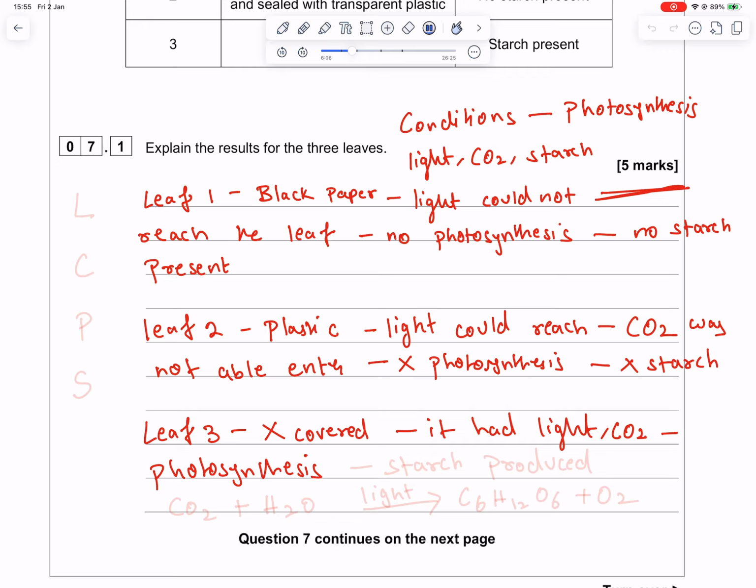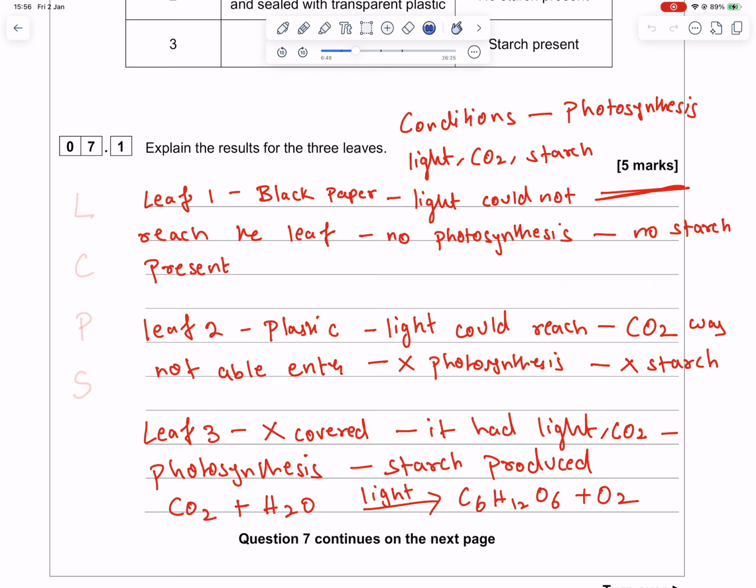Now this is important, and therefore starch has been produced. Now it's important to think: carbon dioxide plus water in the presence of sunlight gives you glucose plus oxygen. Remember the photosynthesis equation. This is one of those important symbol equations. This is not a balanced equation here, but you need to know the balanced symbol equation for photosynthesis.